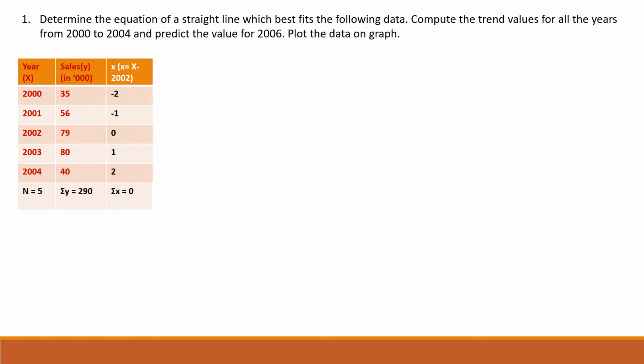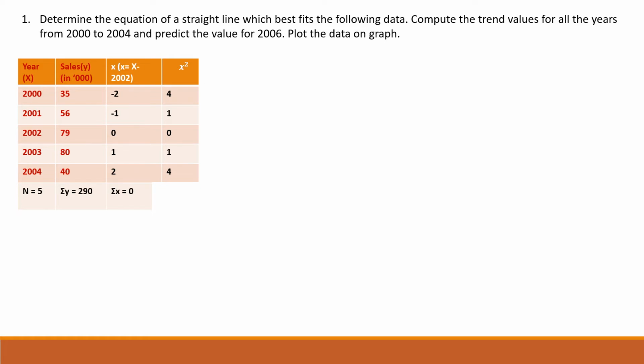When summation x equals 0, we directly use the formula, or else we need to solve the normal equations simultaneously. As here summation x equals 0, I am going to use the formulas directly. Next we have to calculate x square. We need summation x square for calculating the b value. So for that purpose, x square should be calculated. X square means x into x.